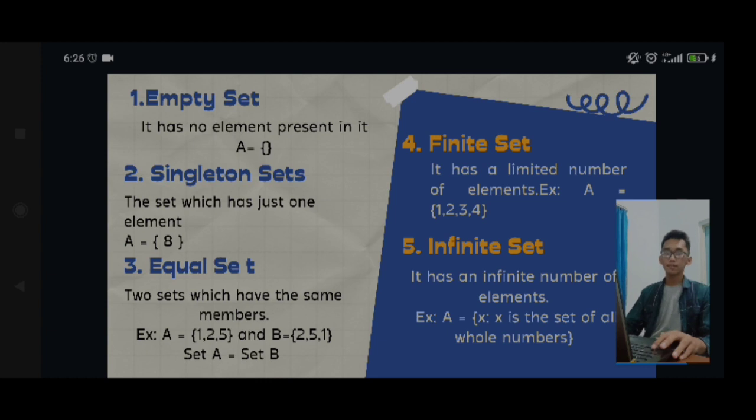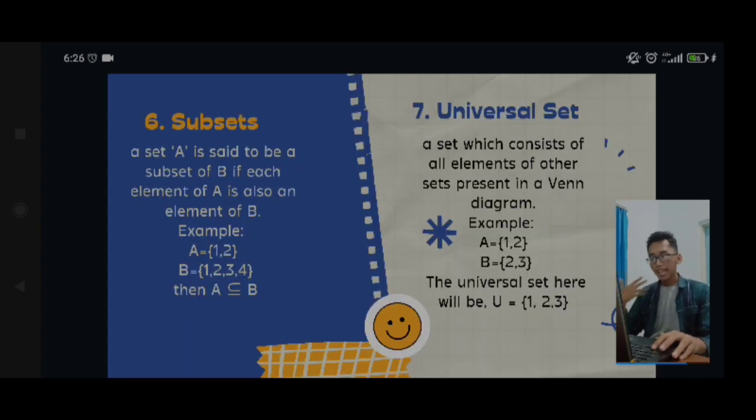Next, we have subset. A set A is said to be a subset of B if each element of A is also an element of B. For example, if A is equal to 1, 2, and B is equal to 1, 2, 3, 4, because 1 and 2 are all of the elements of A, and 1 and 2 are also included in set B, it can be said that A is a subset of B because all elements of A are contained in B.